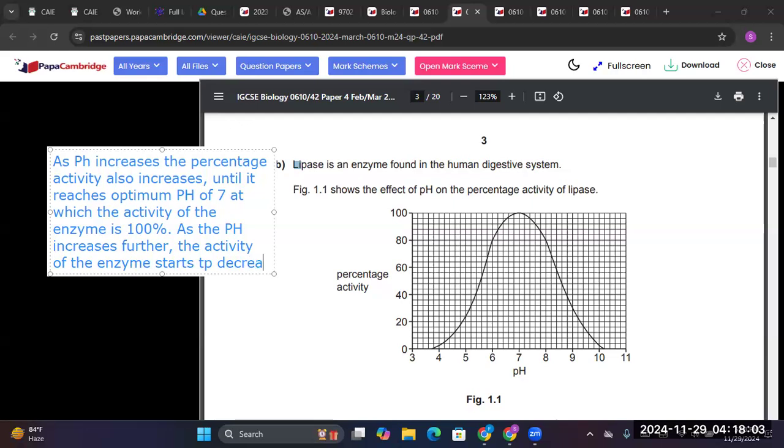So this is the description of the graph. The first thing you should do is always, always, always start with just the description of the graph. As the pH increases, the percentage activity is increasing until we get to the optimum pH at which the activity is 100%, after which the activity starts to decrease once again. The first thing you always do in questions like this is start by describing the graph. What can you see? So this is the graph described. Now we will try to do the explanation.